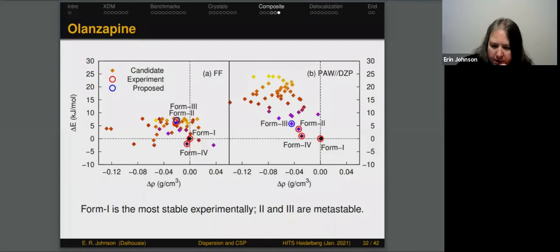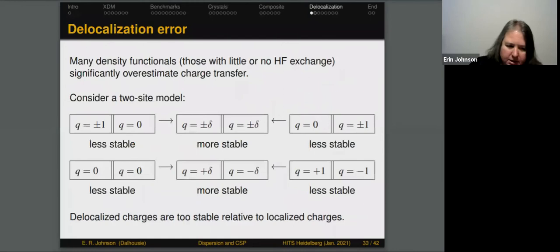All right, so in the last 10 minutes or so, we're going to have a caveat to illustrate that while very promising for molecular crystals, there are still some problems with DFT. So this will be a bit of a cautionary tale. So in my opinion, the largest outstanding error in DFT today is the localization error.